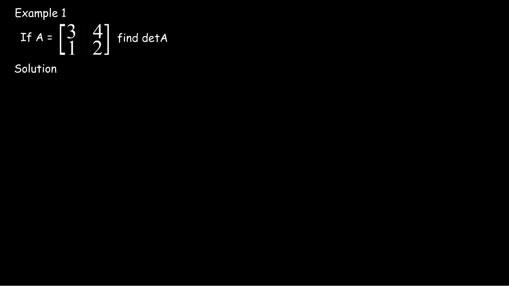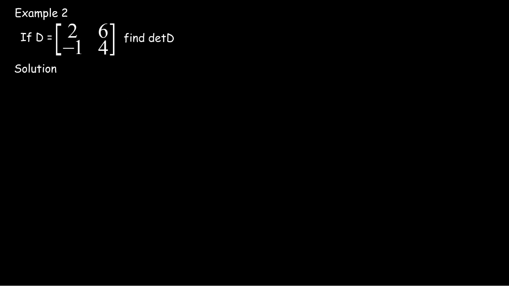That is, for 2 by 2 matrix, you multiply your first element to your last element and subtract the multiplication of your second element with your third element. So in this case, the determinant of A will be equal to 3 times 2 minus 1 times 4, which will be equal to 6 minus 4, which will be equals to 2.